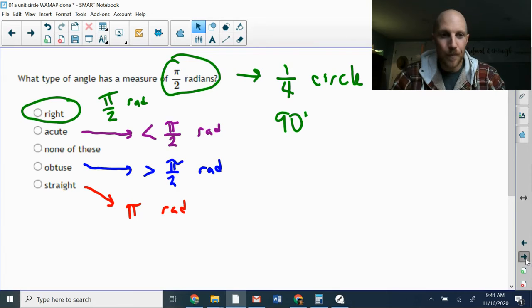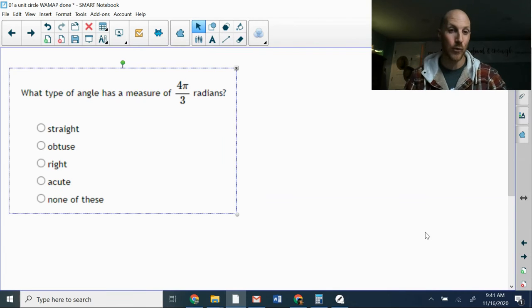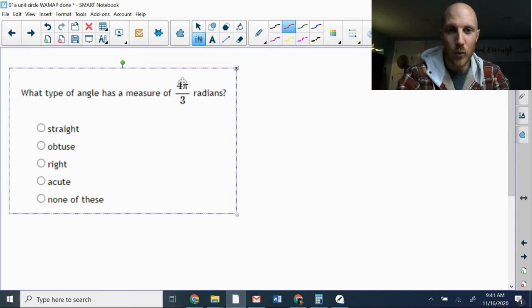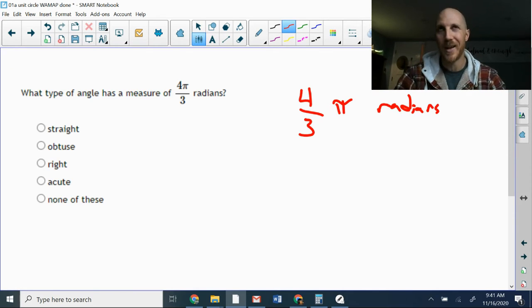All right. So what if we had something like 4 pi over 3, or 4/3 pi radians? Let's take this fraction. I'm just going to move the pi off to the side. I'm trying to compare this to pi over 2, that's 90 degrees. So is 4/3 bigger than a half or smaller than a half? It comes down to number sense. You could get your calculator and divide 4 divided by 3, and if it's bigger than a half, then you know that's more than 90 degrees. If it's smaller than a half, you know it's less than 90 degrees.